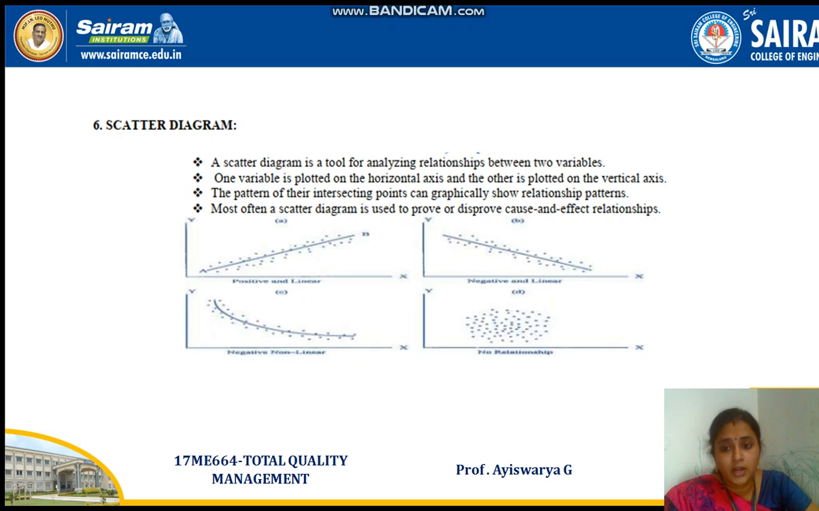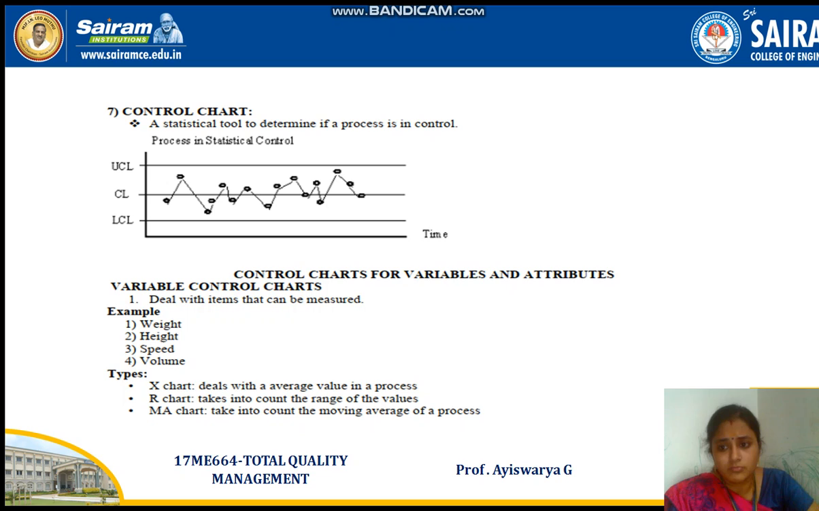Most often this diagram looks very scattered. Using this, they will approve or disapprove a product. And the next one is control charts. Control charts consist of three particular limits: the lower control limit, the upper control limit, and the control limit.